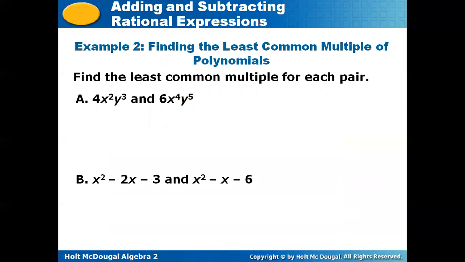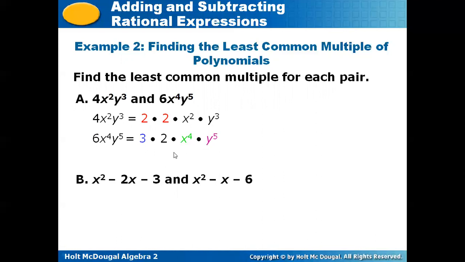Example, find the least common multiple for each pair. 4x raised to 2 times y raised to 3 and 6x raised to 4 times y raised to 5. What we're going to do is first write the given expressions in prime factorization. 4x squared: the prime factorization of 4 is 2 times 2, then simply copy the other variables, x squared times y raised to 3. For the second one, the prime factorization of 6 is 3 times 2, then x raised to 4 times y raised to 5.